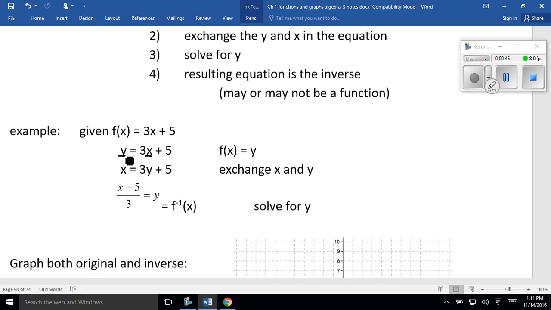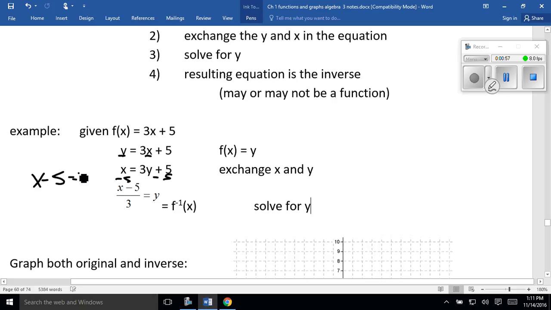Now you solve for y. How do you get y by itself? Subtract 5. So you get x minus 5 equals 3y. What do you do next? Divide by 3. So this is the inverse.